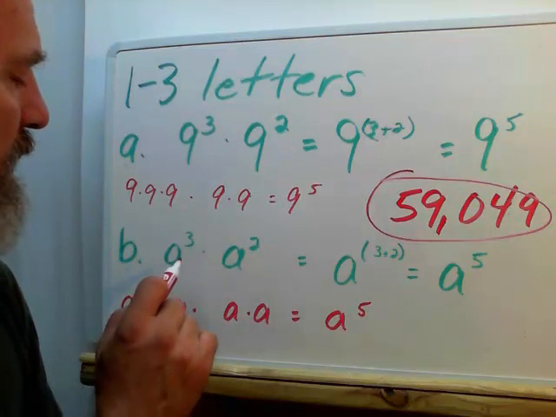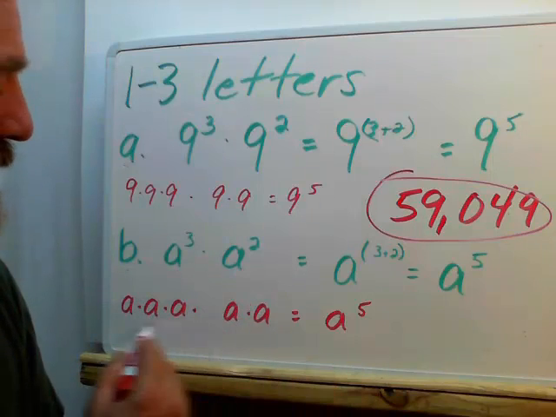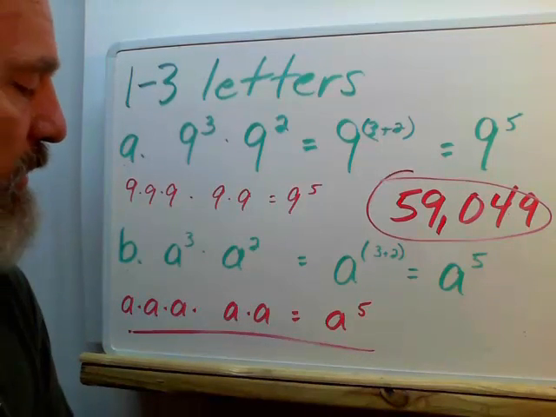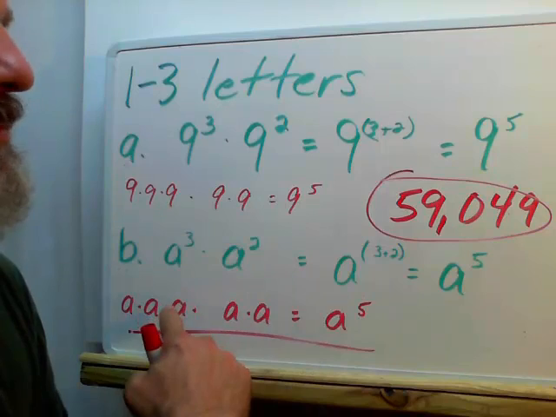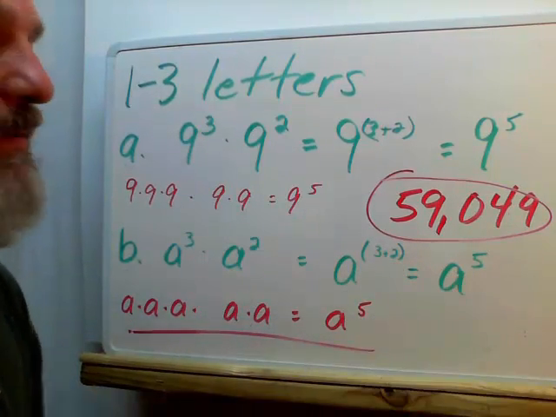Letter B is a cubed times a squared. Here is the way we can lay this out step by step. Hopefully by now we don't need to. It's a to the 3 plus 2, or a to the 5th.